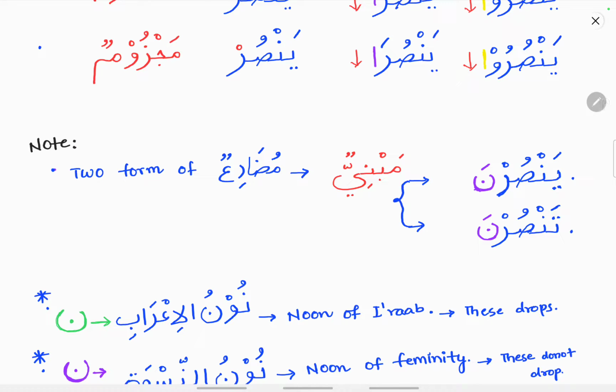As said earlier, Failul Mudari has 14 seghas or 14 forms. Out of the 14 forms, 12 forms show declination and only 2 forms are mabni, that is non-declinable, similar to Failul Mazi, that is the past tense, and Failul Amar, that is the imperative tense or the command verb. That is, the 2 forms of the Failul Mudari which are non-declinable or mabni are yansurna and tansurna. Yansurna and tansurna, they are mabni, that is they are non-declinable verbs.